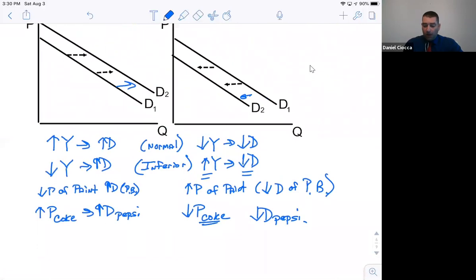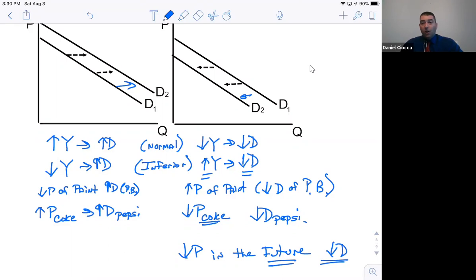But if you expect there to be a decrease in price in the future, you expect its price to fall. Well, common sense tells you, don't go buy it now, wait. And as a result, there's a decrease in demand now.